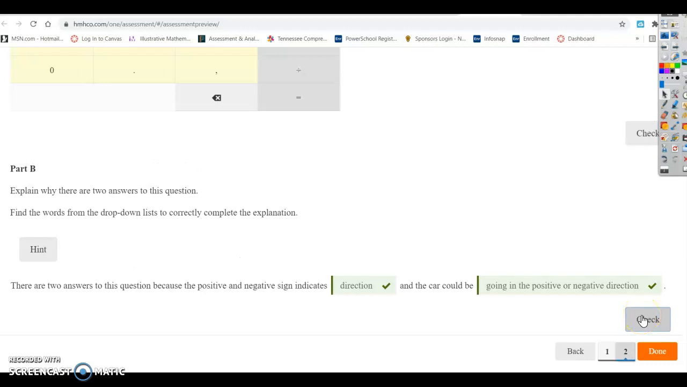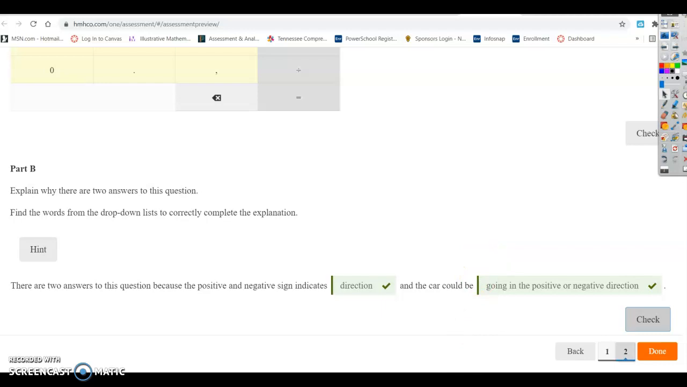If you think about a graph on a number line, your x's go left or right. So when you're talking about driving a car, going in the positive and negative direction just means that you're going positive in the x direction or negative in the x direction.